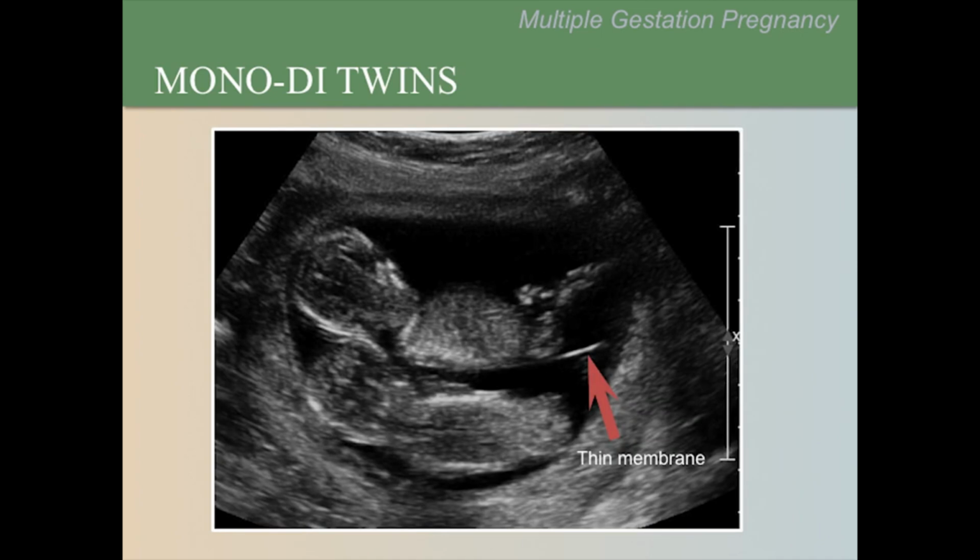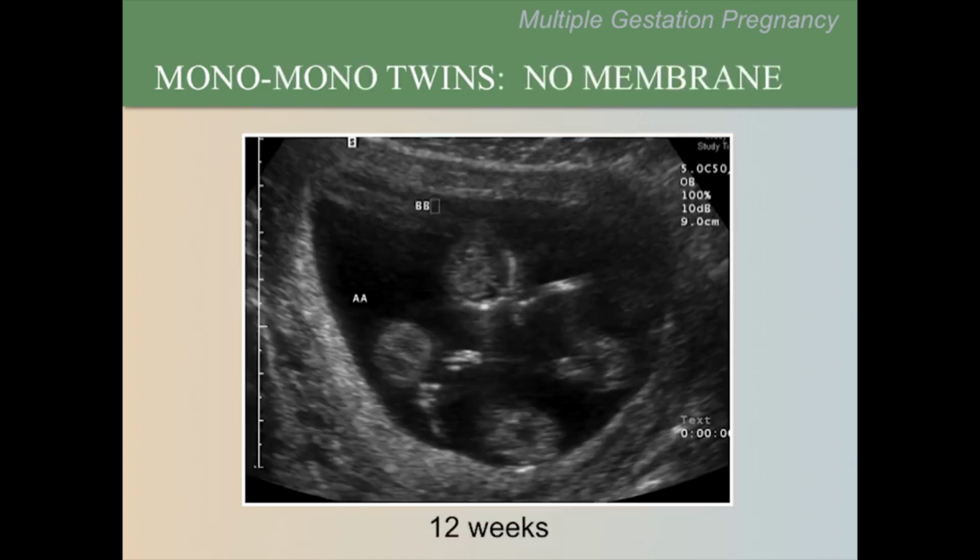Here is another example of a mono-di twin pregnancy with a very thin dividing membrane. This image is at 12 weeks. Notice that there is no membrane visible in the scan and that both fetuses share the same amniotic sac. This is a monochorionic, monoamniotic twin pregnancy, also called mono-mono twins.